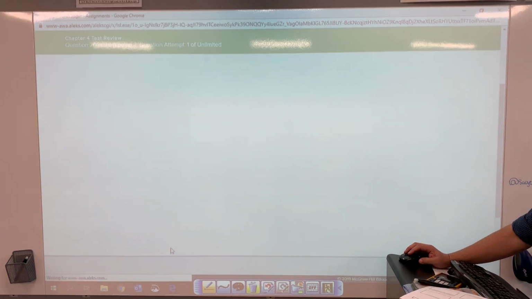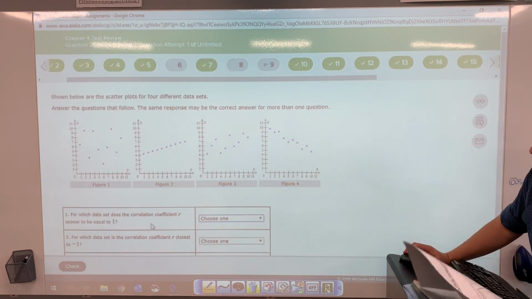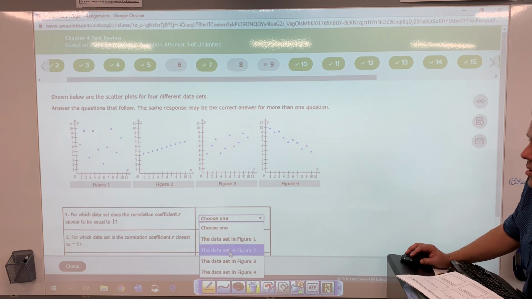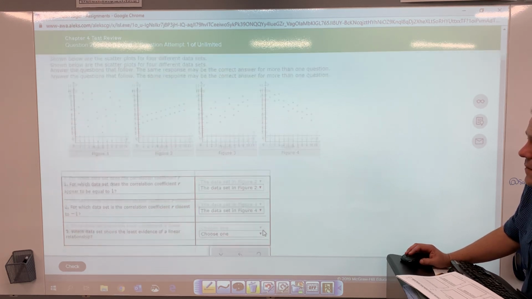Next, and last but certainly not least on this list, because I know this is a long video, it's similar. For which one of these data sets is the correlation coefficient appear to be equal to 1? Remember we talked about correlation coefficient is where the line touches almost everything. And in this case, it would be figure 2. For which data set is the correlation closest to -1? Well, this is still positive if I draw a line, but this one looks like it's going negative, so this would be figure 4.